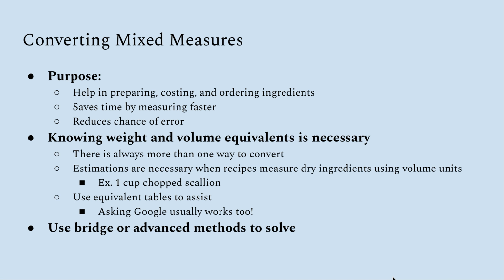When we are converting with mixed measures, we do this because it does help us in preparing, costing, and ordering ingredients. This does save time by measuring faster, and it does help reduce the chance of error. But knowing the difference between weight and volume equivalence is necessary to do so. There is always more than one way to convert, and sometimes estimations are necessary when recipes measure dry ingredients using volume units. So this is definitely what we're going to find in our home cook recipes.